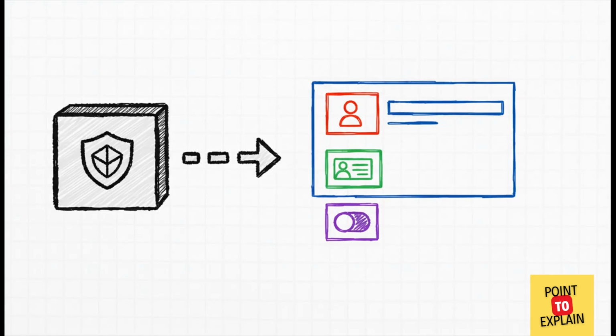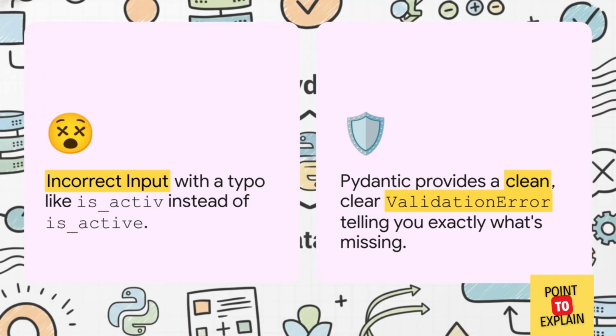So it all starts with this base model. You just make a class, have it inherit from base model, and then you list out your fields using the normal Python type hints you already use. That's it. Seriously, you've just defined a clear, strict schema for your data. Now check this out. This is where the magic really happens. Look at that input data.